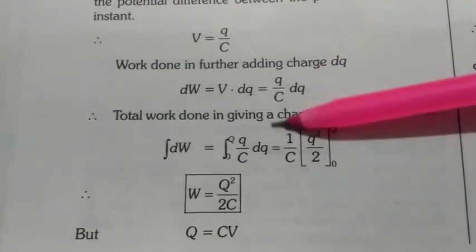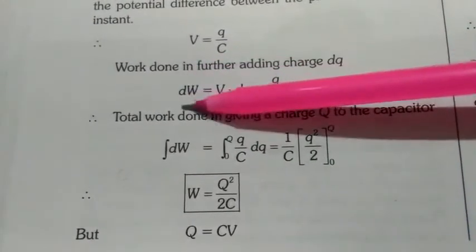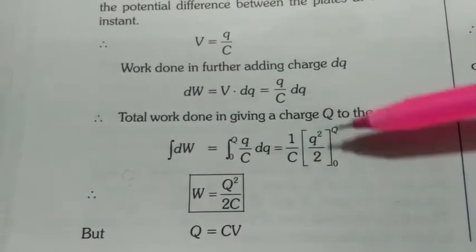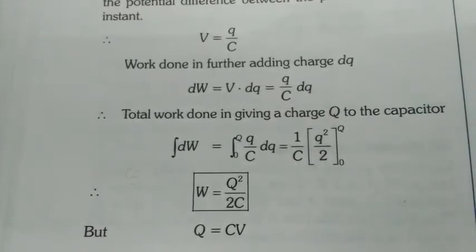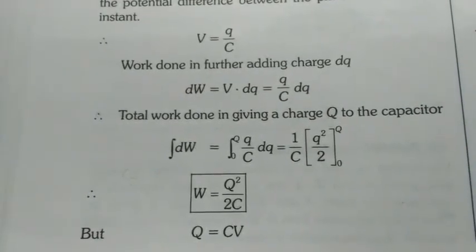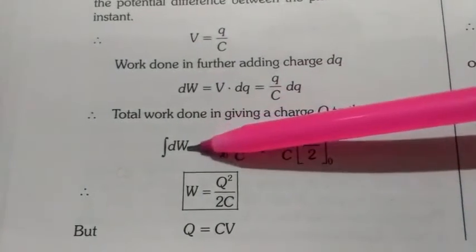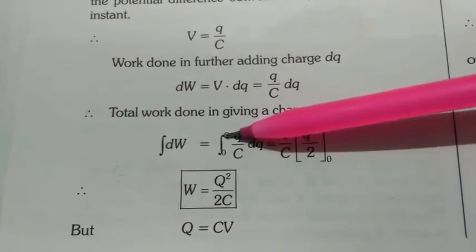So we were discussing the energy stored in a capacitor. Here, this is the amount of work done in moving a very small charge dq. Suppose we are charging the capacitor plate from 0 to q charge. So the total work done will be equal to the integration of dW, integration of dW from 0 to q.